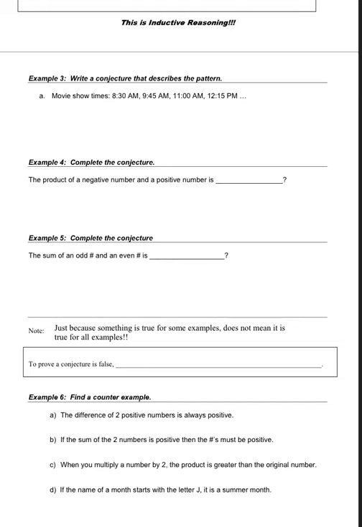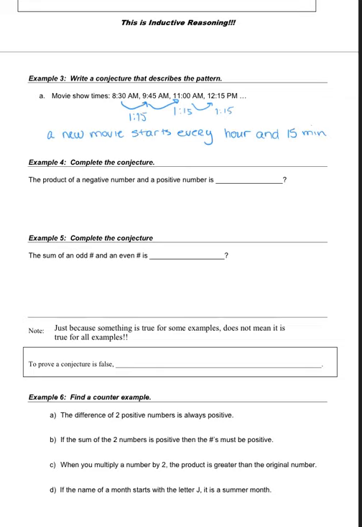So just like we did in the number examples, we're going to try to figure out how this is changing. To go from 8:30 to 9:45, that is 1 hour and 15 minutes. To go from 9:45 to 11, again, that's 1 hour and 15 minutes. To go from 11 to 12:15, again, that's 1 hour and 15 minutes. So basically, movie show times occur every hour and 15 minutes. So that is what we mean by make a conjecture.